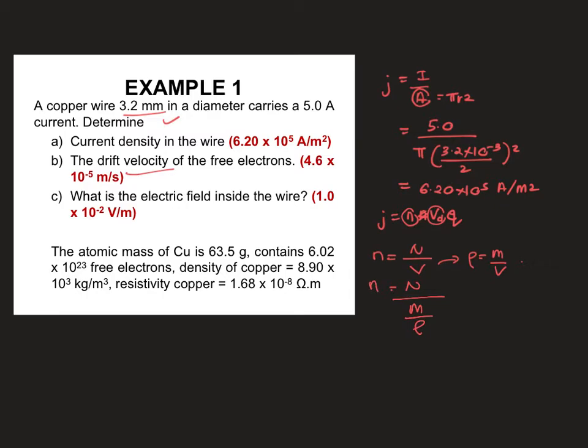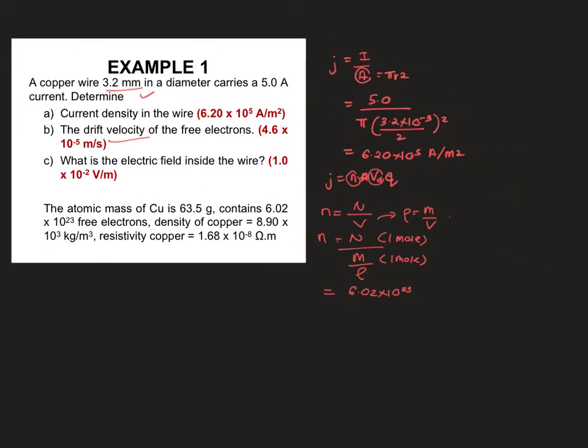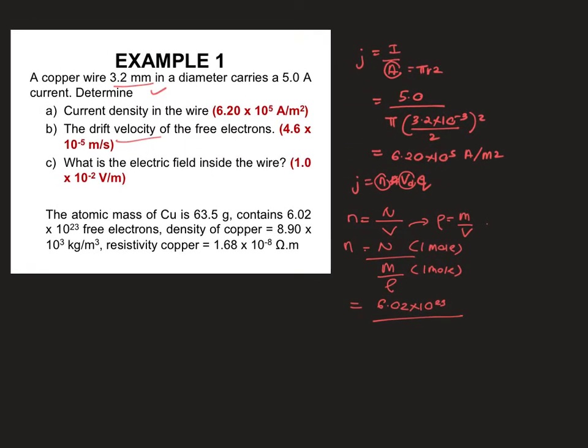Copper has 1 free electron per atom. So 1 mole of atoms is equivalent to 6.02 × 10^23 free electrons, so I put 6.02 × 10^23 here. Therefore the mass is going to be the atomic mass, which I convert into kilograms, 63.5 divided by 1000, and also divide by the density of copper, which is 8.90 × 10^3 kilogram per meter cube.